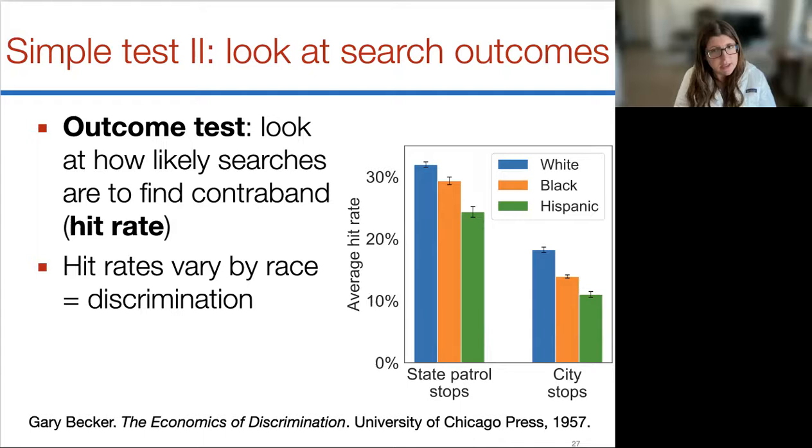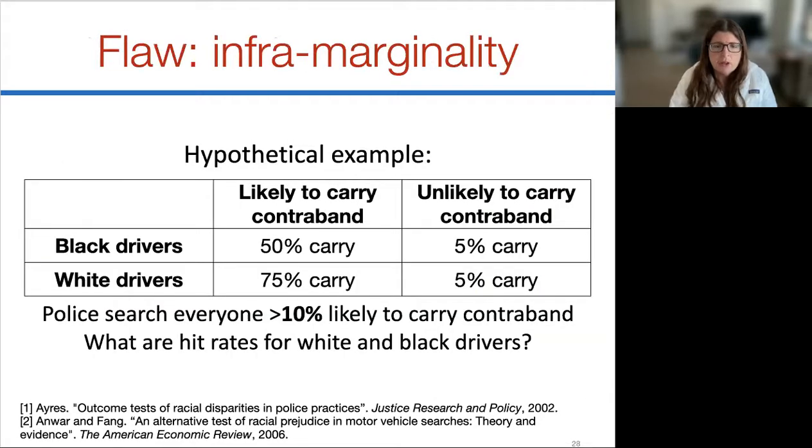And when you look at the data, this is in fact exactly what you see. You see that the hit rates are lower for Black and Hispanic drivers, suggesting discrimination under the outcome test. It turns out, though, that there is a statistical issue with the outcome test as well, and this is known as infra-marginality. I'll illustrate this with a simple hypothetical example. All these numbers are totally made up. This is a stylized example to illustrate the statistical flaw.